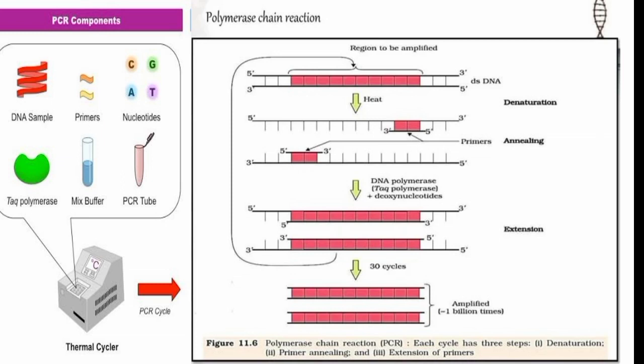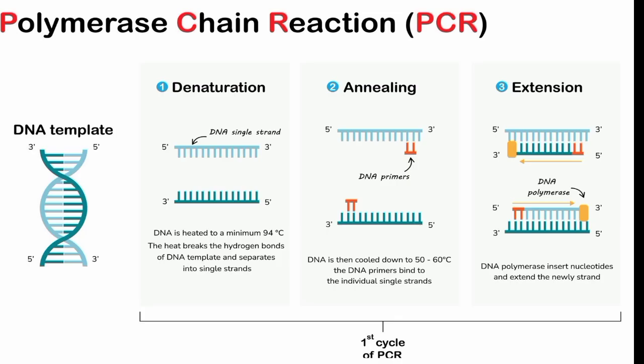So we have talked about denaturation, annealing, extension. These are the three basic steps. I need the DNA sample. I need the primers which will attach to the ends. I need the nucleotides A, T, C, G, Taq polymerase that will help in attaching, the mixed buffers, and the PCR tube. Just to give you a broad idea how PCR works.